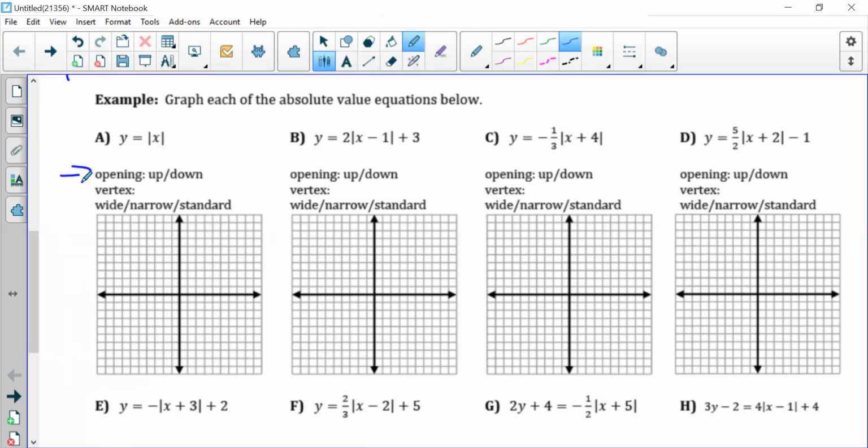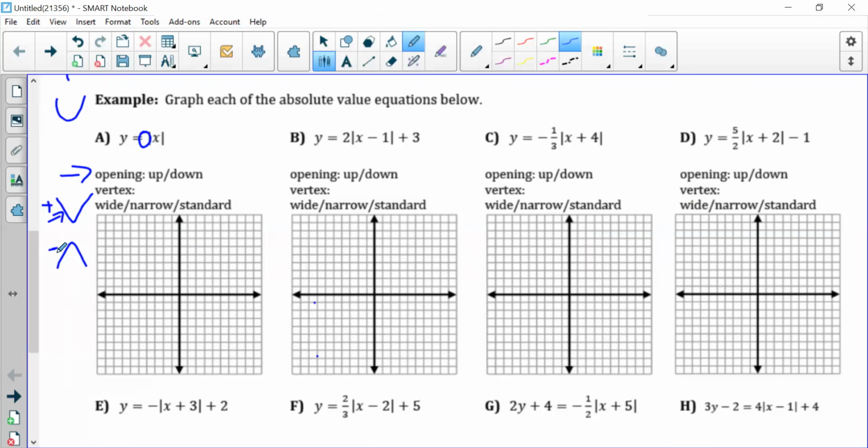Remember I said that an absolute value graph looks like a V. When it's positive, just like when you're graphing a quadratic equation, you remember the parabolas from Algebra 1? When A is positive, it opens up, just like this. When it's negative, it's going to open down. So this is a positive opening, this is a negative opening.